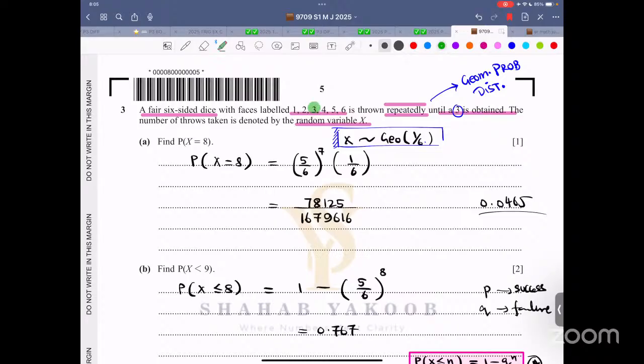So the probability of getting a 3 is 1 out of 6. So this is 1 out of 6. That's the probability of success. So we should always state the distribution.